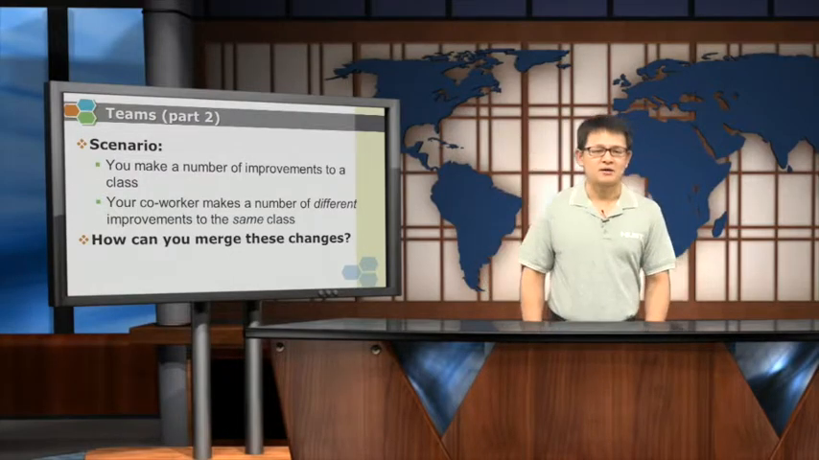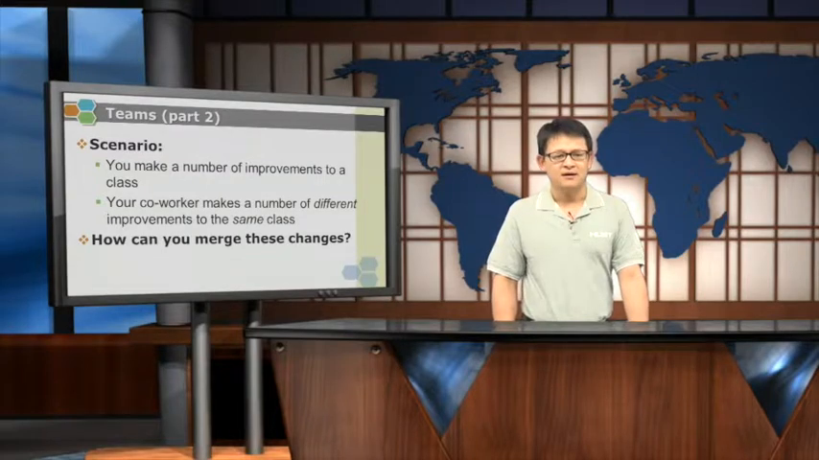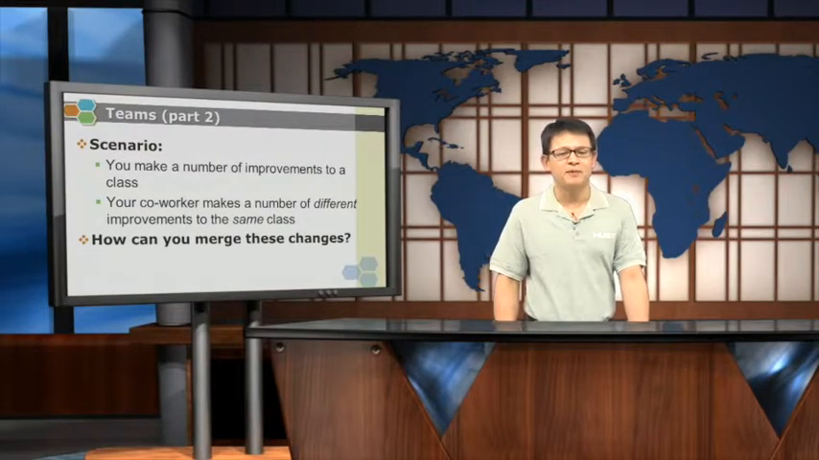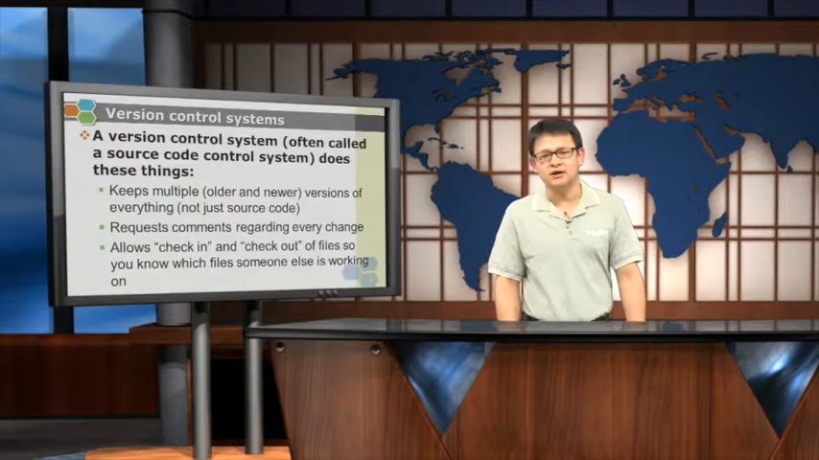And another one: you make a number of improvements to a class, and your co-worker also makes some different improvements to the same class, and then you don't know how to merge them together because you have a single class, a single file, and both of you make modifications on the same class. It's not easy to merge the modifications together. So that's why we need a version control system.